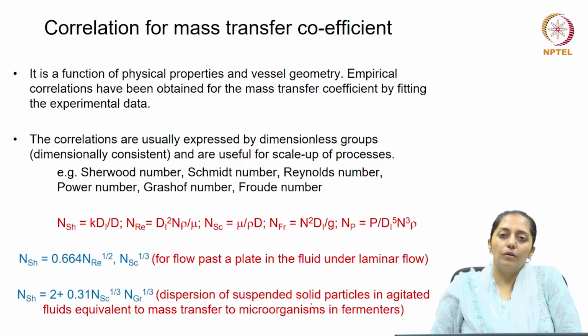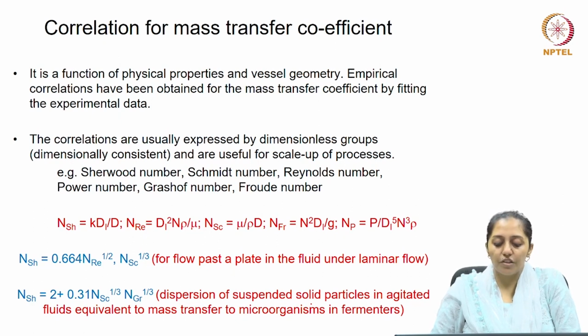So, there are empirical correlations also present for KLa determination. It is a function of physical properties and vessel geometry. The correlations are generally expressed by dimensionless groups or numbers, and they are also used in scale up of the processes. So, dimensionless numbers like Sherwood number, Schmidt number, Reynolds number, Power number, Grashof number and Froude number.